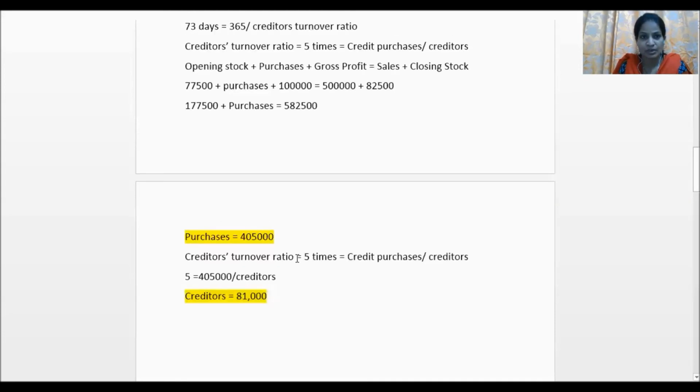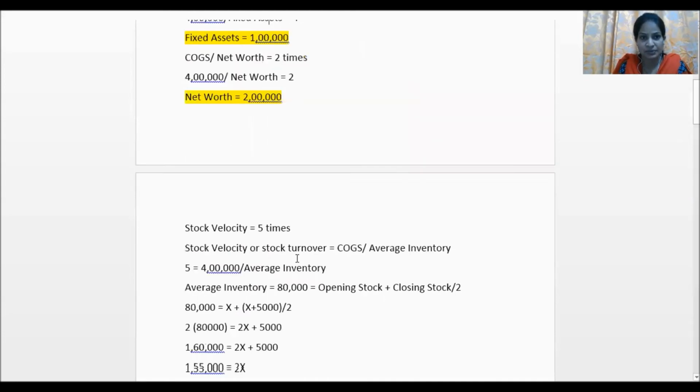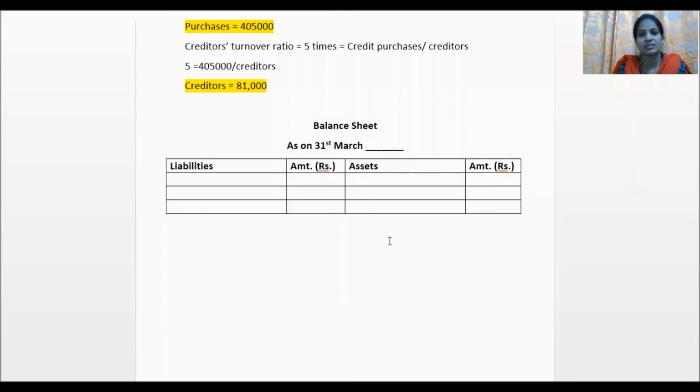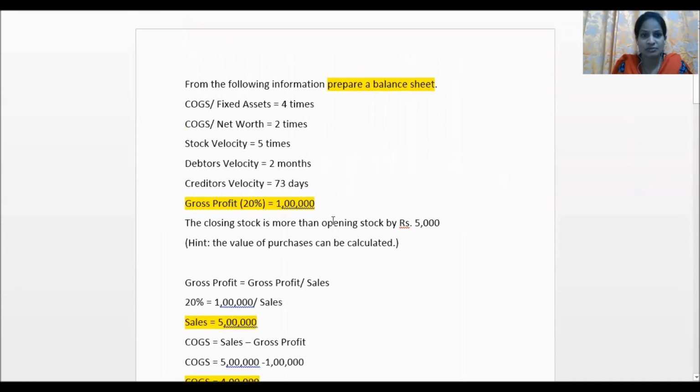Now we can prepare the format of a balance sheet, because if you check all these ratios we have solved, the actual answer that we are supposed to give is to prepare a balance sheet. Now this is the format which we have created. Heading: balance sheet as on 31st March, liabilities side and assets side. Now we are going to mention the details. Okay, now just go to the calculations, what all details that we have found out.